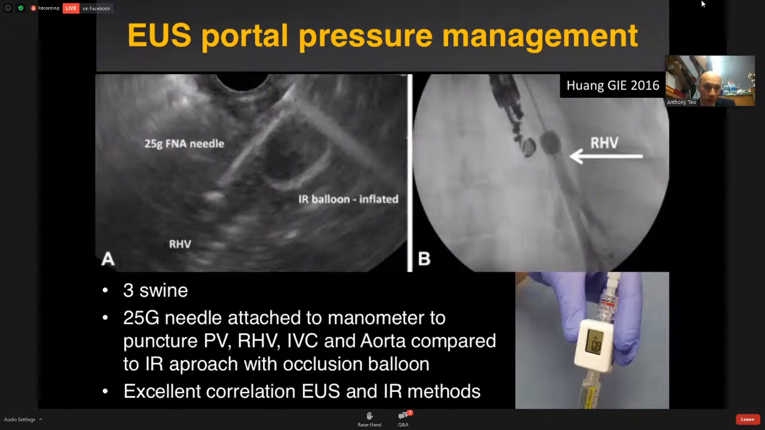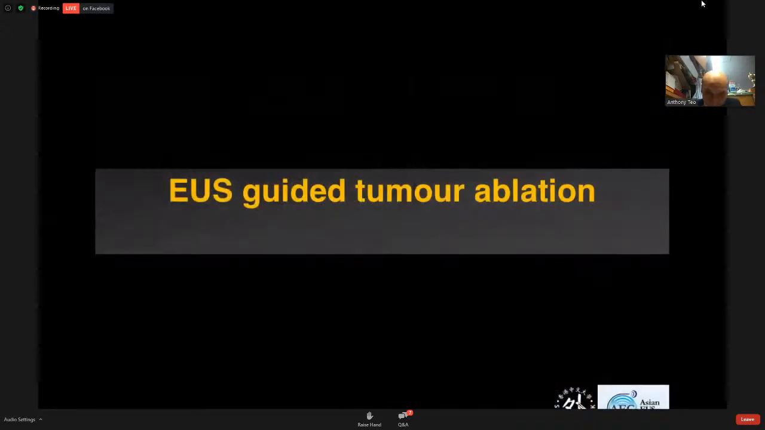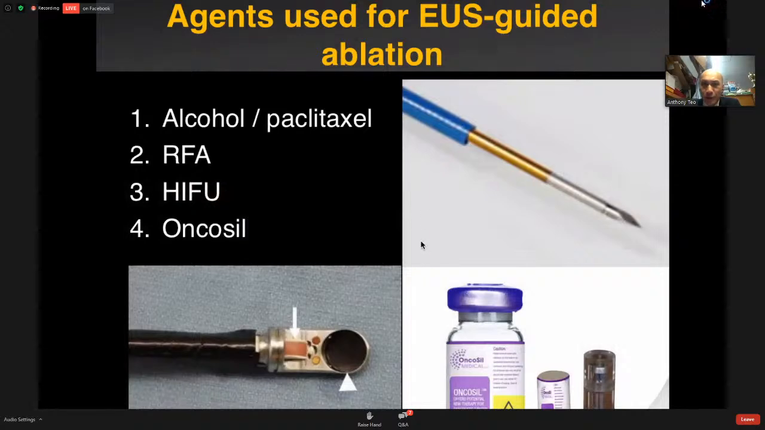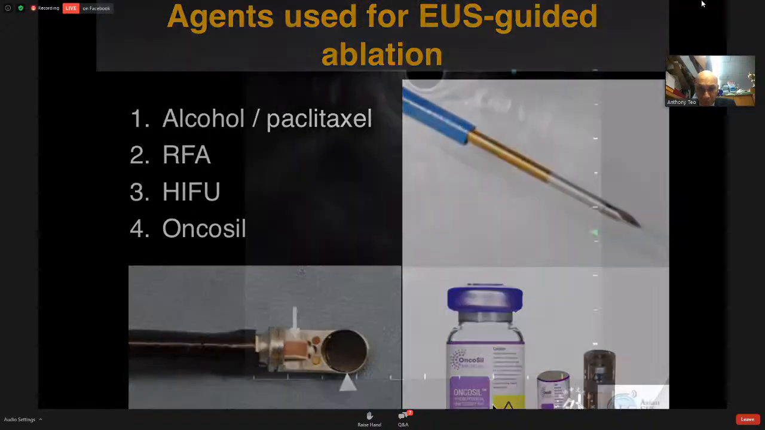So the risk of bleeding is minimal. In terms of radiofrequency ablation, nowadays this is a very hot topic, but this is not the only device which we can use to perform a EUS guided ablation. We can use alcohol, we can use HIFU, and also most recently, an interesting substance known as OncoSeal. It's a liquid radiotherapy. So up to 100 grays can be delivered with the injection of this liquid.